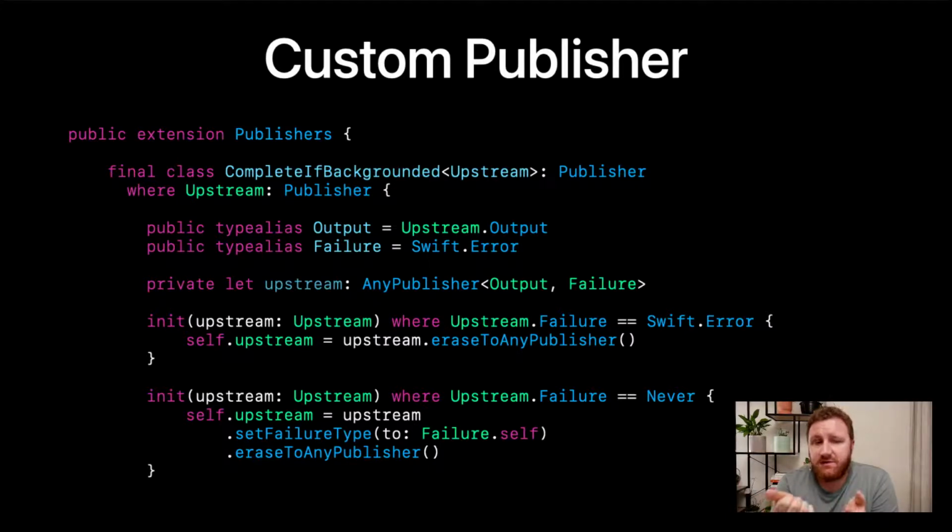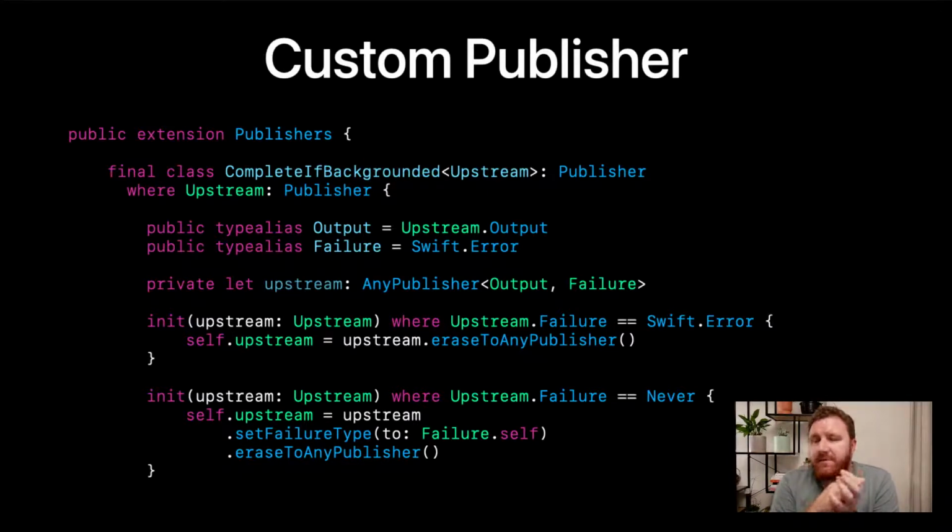If you've used the begin background task and end background task APIs from UIApplication before, you know that the task can expire. It's not guaranteed that we're going to have enough time to complete anything that we're doing. So if that expires, we want to be able to tell our downstream subscriber that it has expired so that they can clean up because we're about to be put into the background. So we do set the failure type to be Swift.Error. We keep a reference to our upstream.